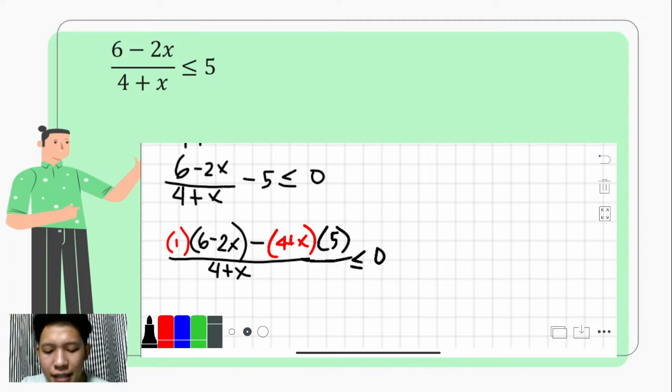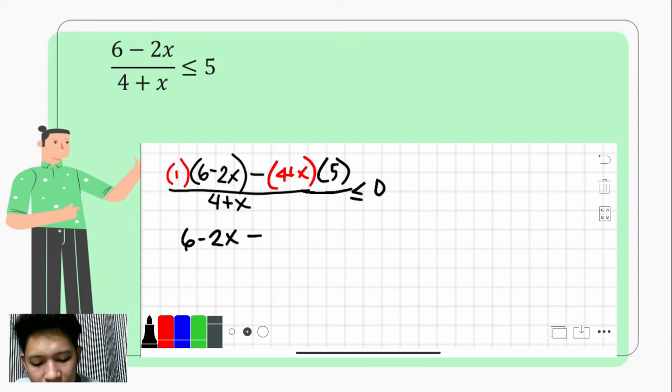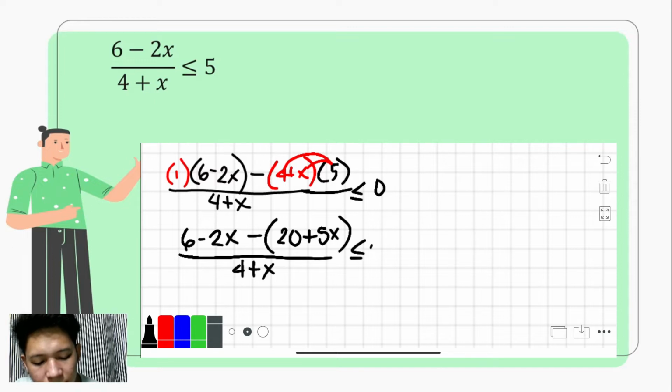Okay, and then after that, we simplify it. So, we'll be having 1 times 6 minus 2x. That's simply 6 minus 2x. Then minus, do not forget the parenthesis. We have here 5 times 4, that's 20. And then we have here 5 times x, that is positive 5x. Over 4 plus x is less than or equal to 0.